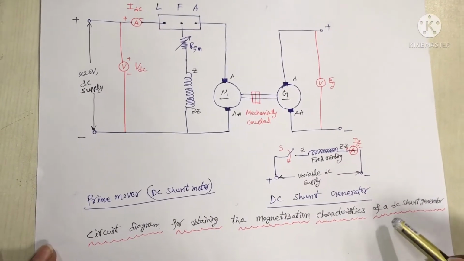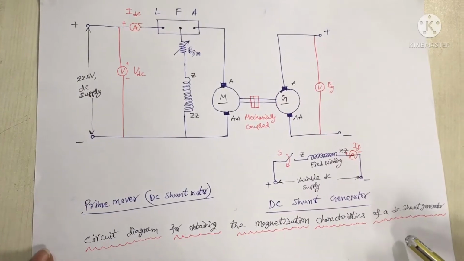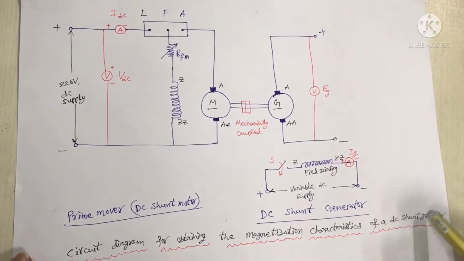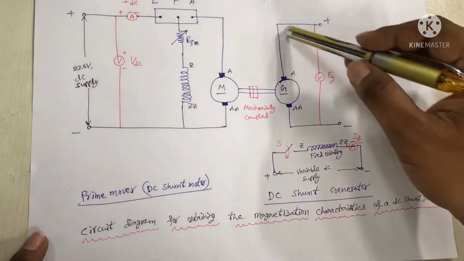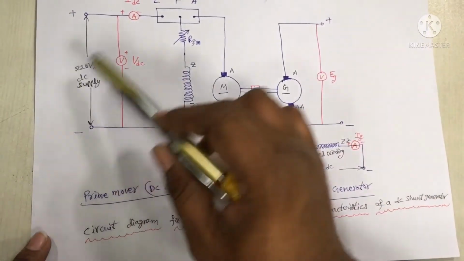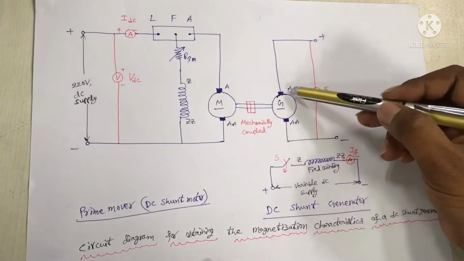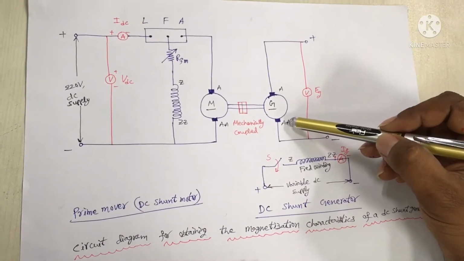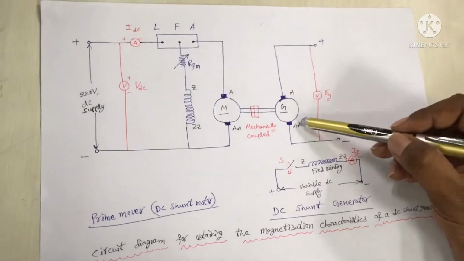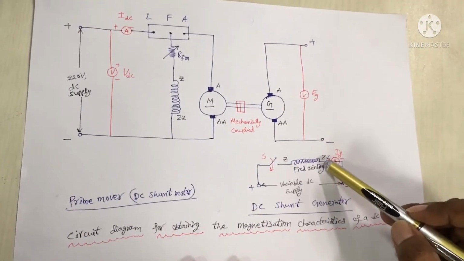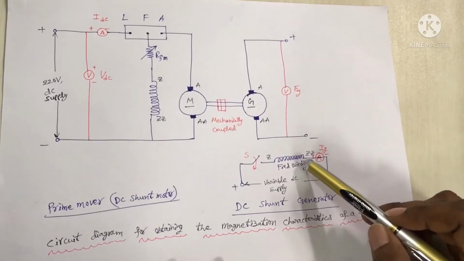This is the circuit diagram for obtaining the magnetization characteristics of a DC shunt generator. This is the generator part and this is the prime mover part. In between A and AA we have the armature winding of the DC shunt generator. In between Z and ZZ we have the field winding of the DC shunt generator.